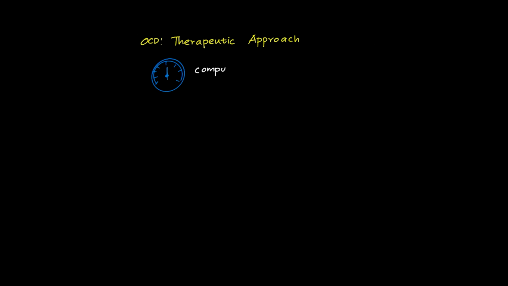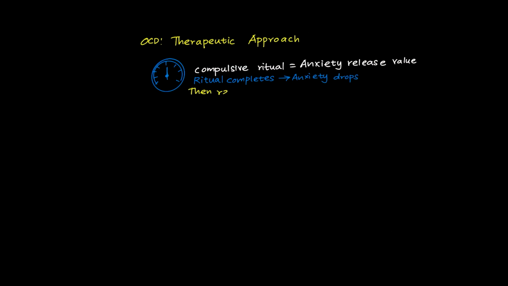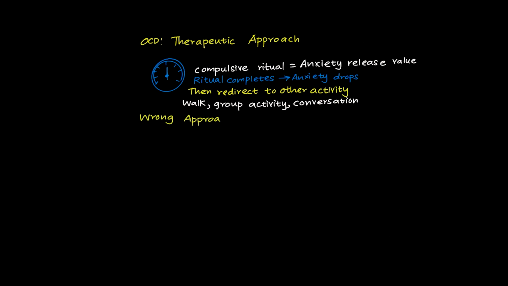The compulsive ritual is the client's anxiety release valve. If you yank that valve away mid-cycle by firmly interrupting, anxiety skyrockets. The client doesn't feel better, they feel worse, and they'll likely restart the ritual or escalate to a different behaviour. The therapeutic strategy is patience followed by gentle redirection. Let them finish, then guide them towards something else, a walk, a group activity, a conversation. Over time, with treatment, the rituals decrease.